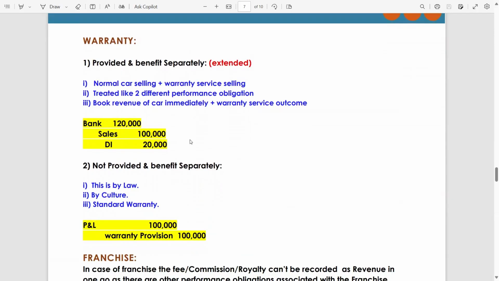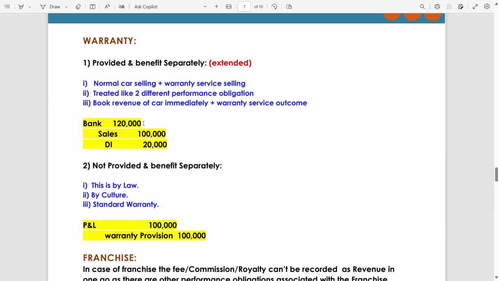Now there are other small topics. Warranty provided and benefiting separately. If a warranty is provided and benefits separately, meaning distinct goods and services, then it can be treated separately. How? Normal car selling plus warranty service selling. If you purchase a car from a showroom, you can extend your warranty service. It is treated like two different performance obligations. Of course, you can also ignore the warranty service. Book revenue of the car immediately plus the warranty service over time.